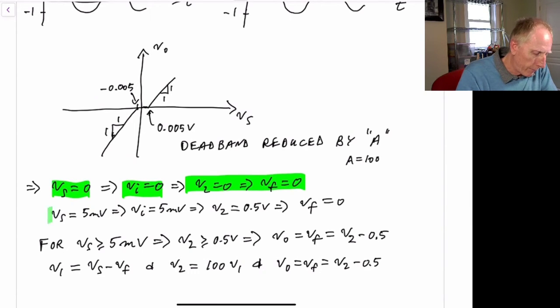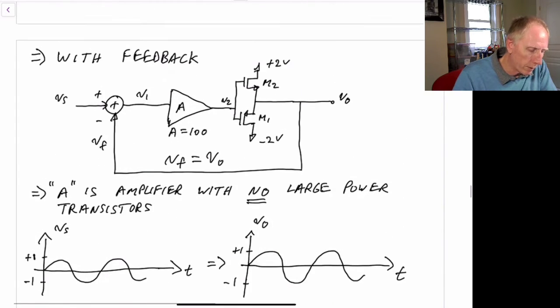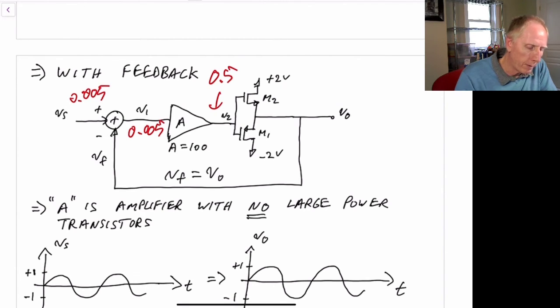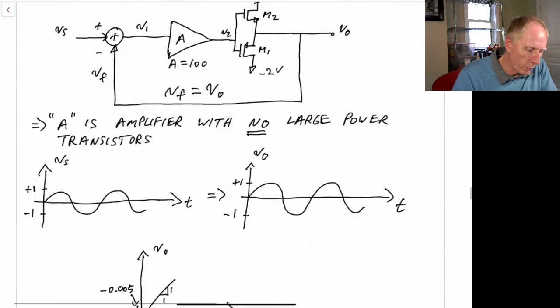But once we make Vs equal to 5 millivolts, the input voltage becomes 5 millivolts. V2 now becomes 0.5 volts. So look at the case now where this is 0.005, this is 0.005, but now this is 0.5. So we're right at the edge of turning on M2. And if Vs goes a little bit higher, M2 will turn on, and Vout will now follow V2 minus 0.5 volts. So that's how our feedback is working.